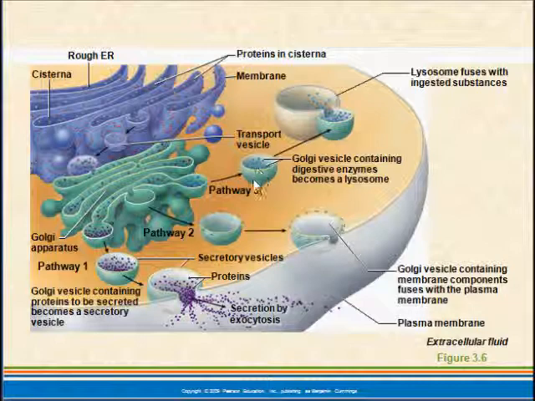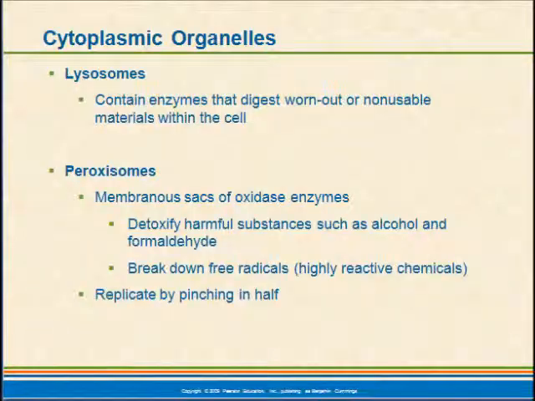Now, these other organelles, we mentioned lysosomes. These contain enzymes that digest worn out or non-usable material within the cell, or, again, things that the cell has brought in. We also have peroxisomes. Now, peroxisomes have something called oxidase. Oxidase is an enzyme that can break down peroxide. The peroxisomes can help detoxify harmful substances, again, such as alcohol, formaldehyde. They destroy free radicals. And a free radical is a highly reactive chemical that can do a lot of cellular damage.